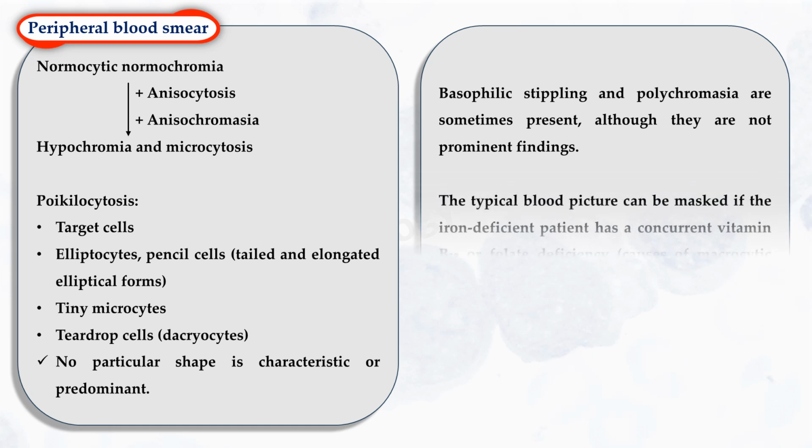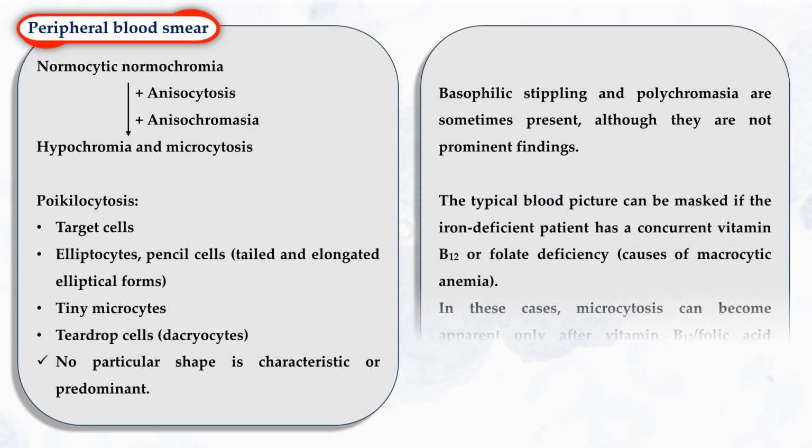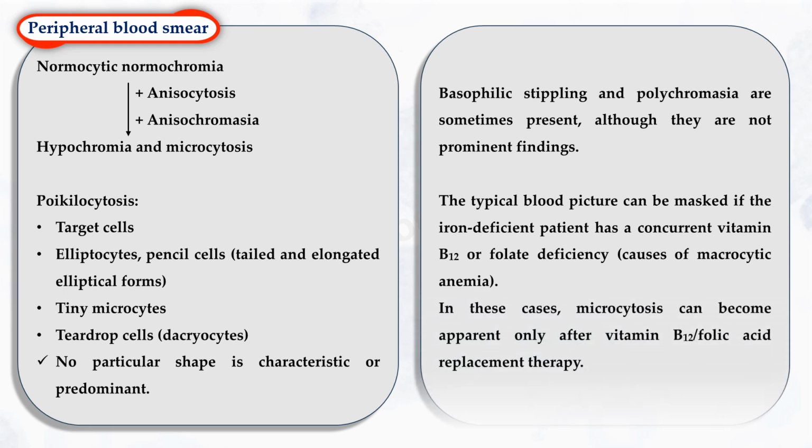The typical blood picture can be masked if the iron-deficient patient has a concurrent vitamin B12 or folate deficiency. In these cases, microcytosis can become apparent only after vitamin B12 or folic acid replacement therapy.